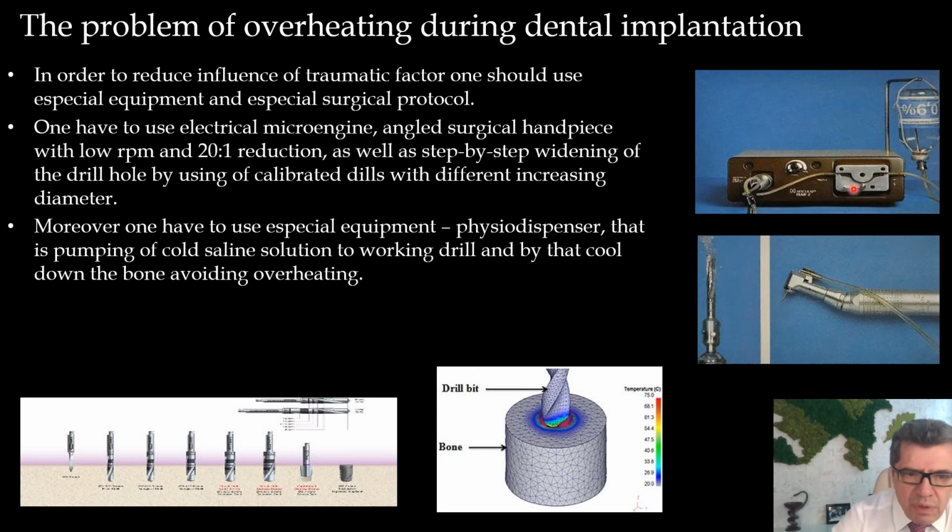In order to reduce the influence of traumatic factors, special equipment and a special surgical protocol should be used. We have an electrical micro engine, an angled surgical handpiece with low rotation speed and 20-to-1 reduction, as well as step-by-step widening of the drilling hole using calibrating drills with increasing diameters. We also use special equipment, a physio dispenser, that pumps cold saline solution into the drill and cools down the bone, avoiding overheating.